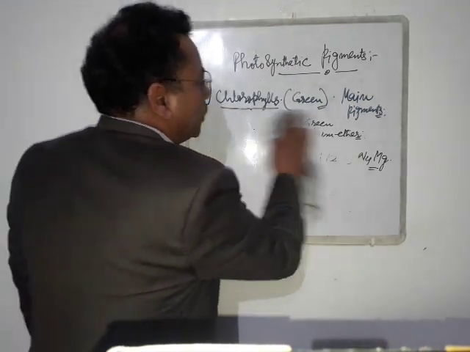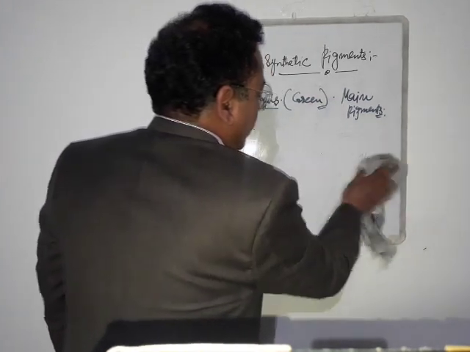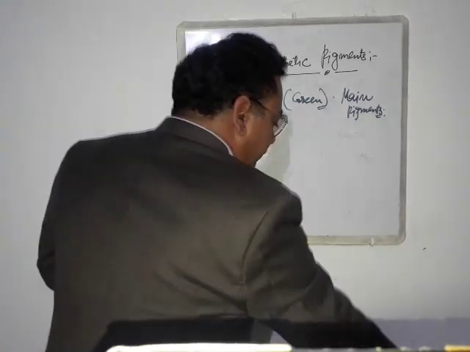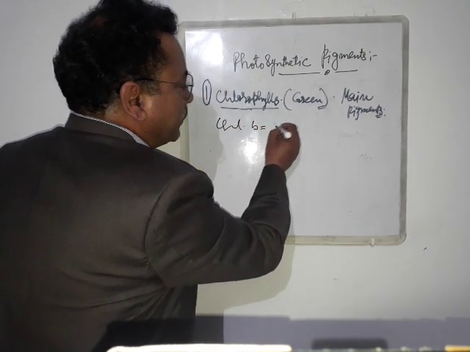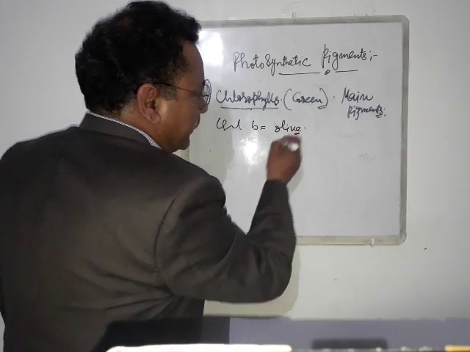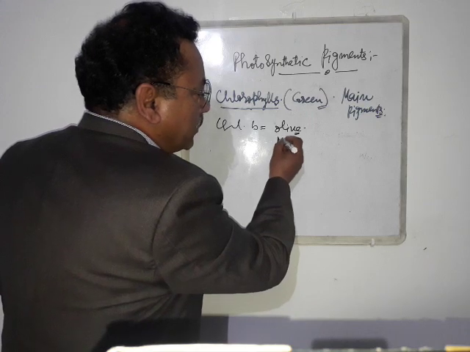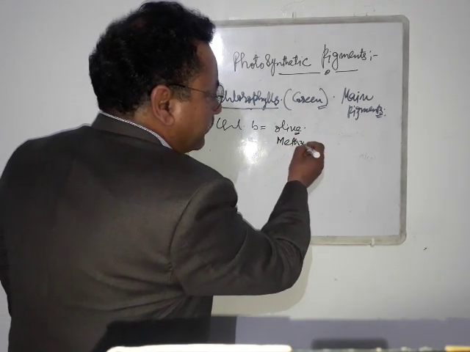Now come to chlorophyll B. Chlorophyll B is olive green in coloration, and it is more soluble in methyl alcohol.